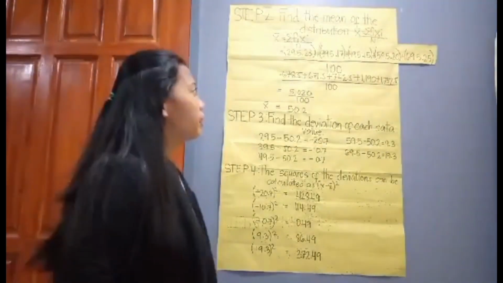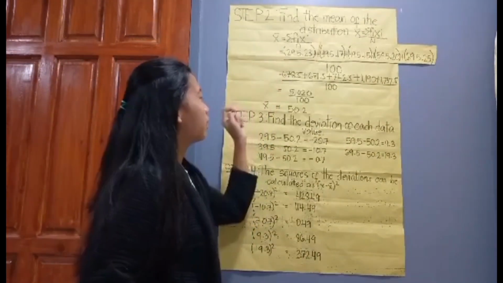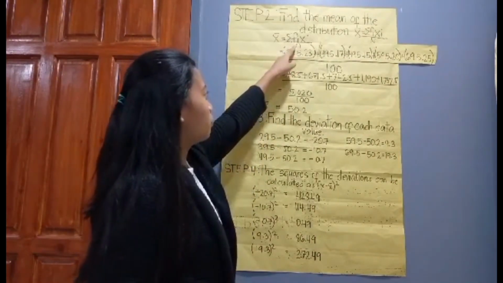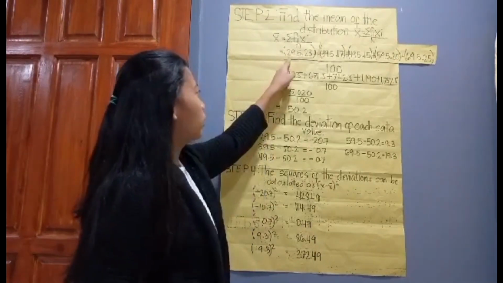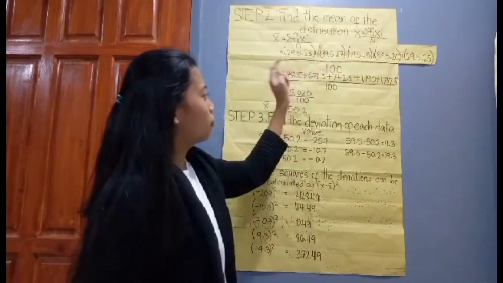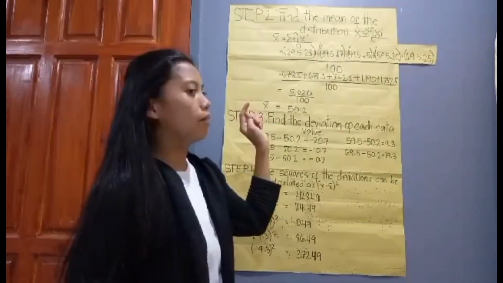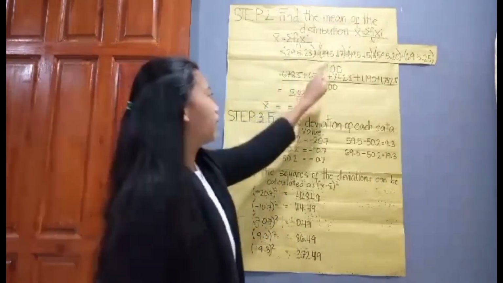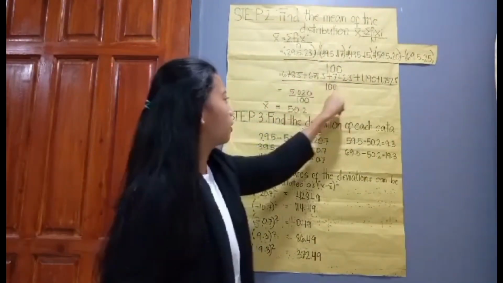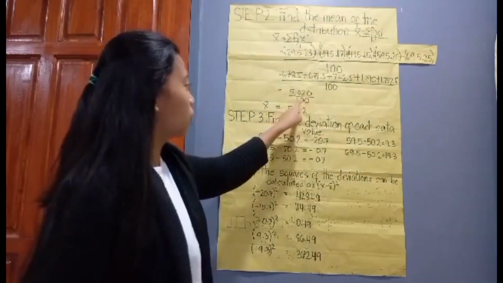Step 2, find the mean of the distribution using this formula. The mean is equal to the summation of f times the midpoint, over n, where n is our total number of variables. So we have 29.5 times 23 plus 39.5 times 17, 49.5 times 15, 59.5 times 20, and 69.5 times 25, all over 100. The result is here, but after we add all the numbers, we need to divide by the denominator, which is 100.